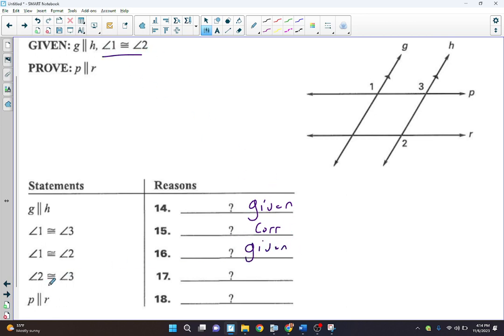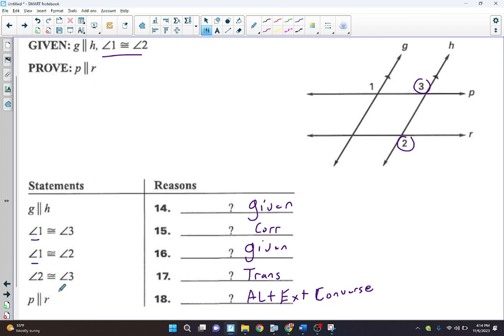Then 2 is congruent to 3. That's transitive. Because if this is equal to 1, they both equal each other. And then P is parallel to R, because 3 and 2 are equal to each other. That means alternate exterior. Because they're alternate exteriors and equal, they must be parallel. So it's converse. The converse is like the reverse: because I know they're equal, they must be parallel.